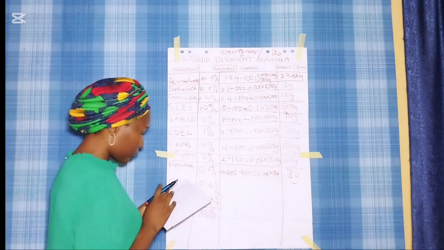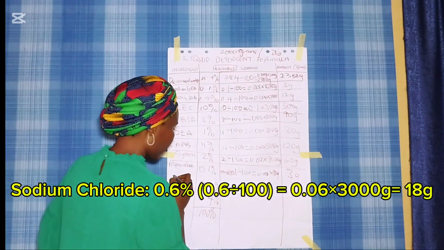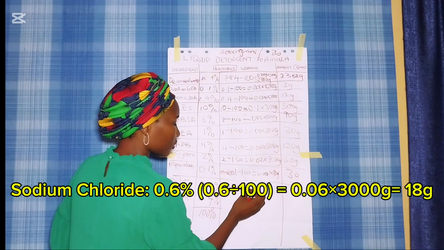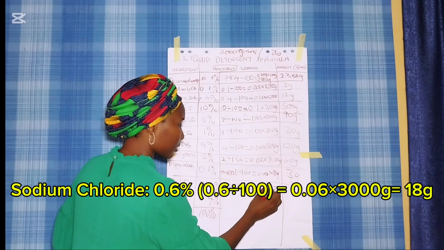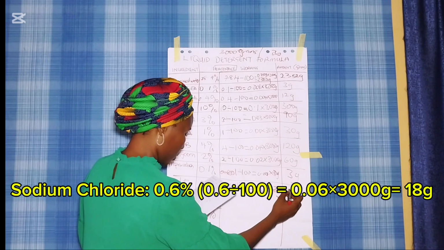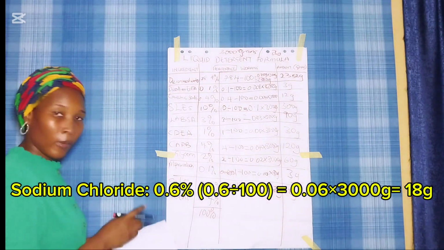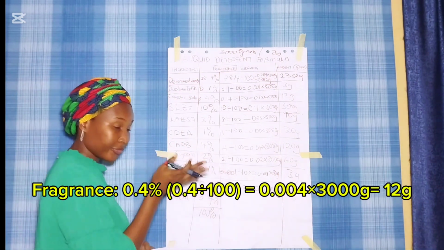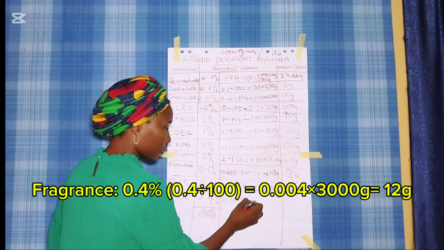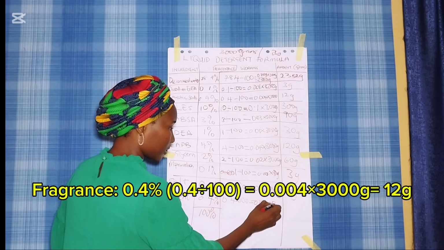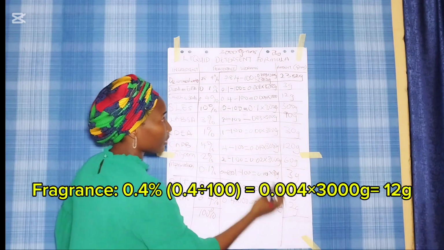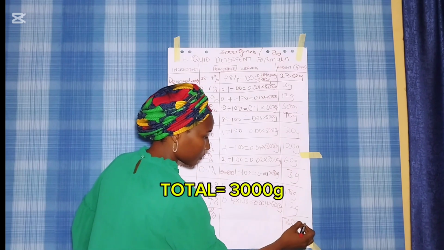Okay, then we have salt at 0.6. So we have 0.6 divided by 100, which gives us 0.006 times 3000 grams. That gives us what? 18 grams. Then we have our scent, which is our fragrance. We have 0.4 divided by 100. That gives us 0.004 times 3000 grams. 12 grams. By the time we add this up, it gives us a total of 3000 grams.